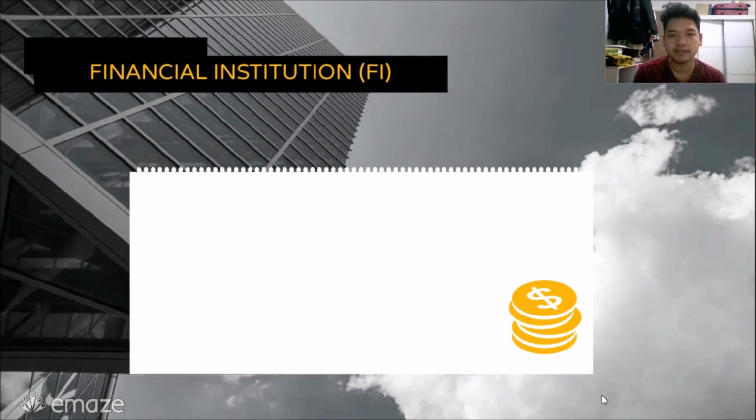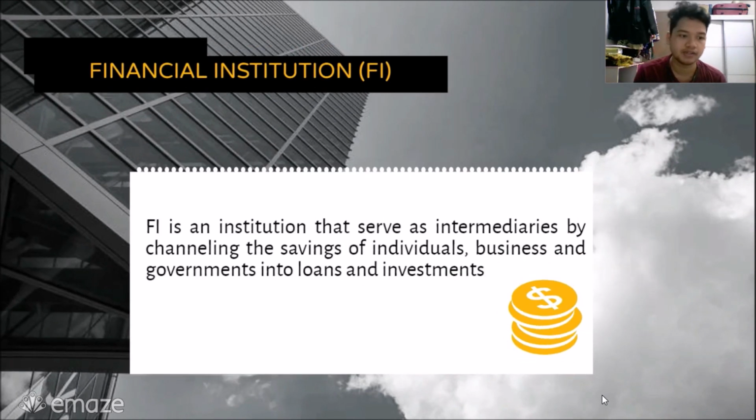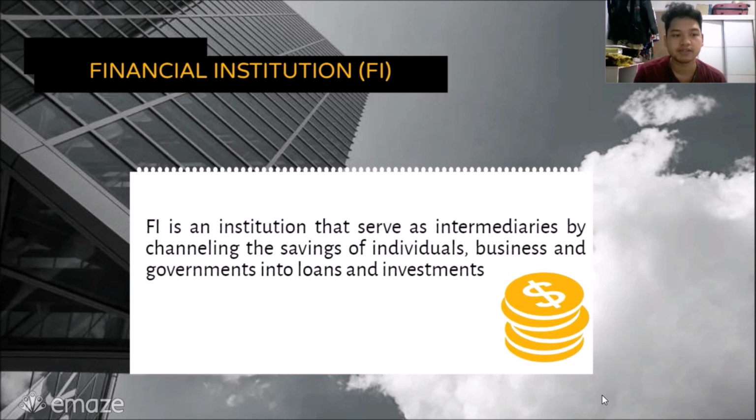I will talk about banking and non-banking institutions. Both banking and non-banking institutions are financial institutions. A financial institution is an institution that serves as an intermediary by channeling the savings of individuals, businesses, and government into loans and investments.